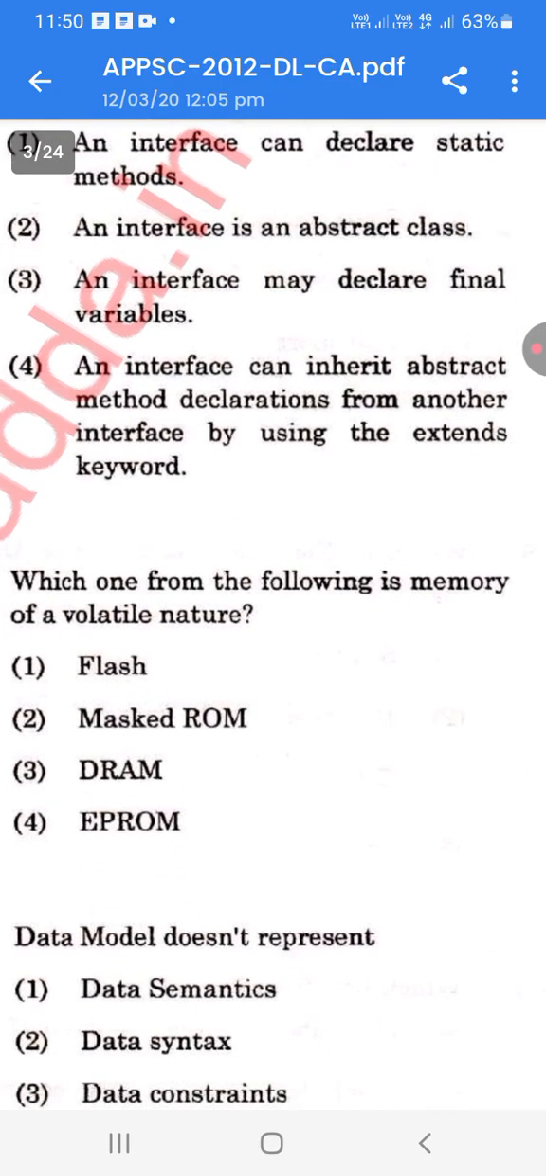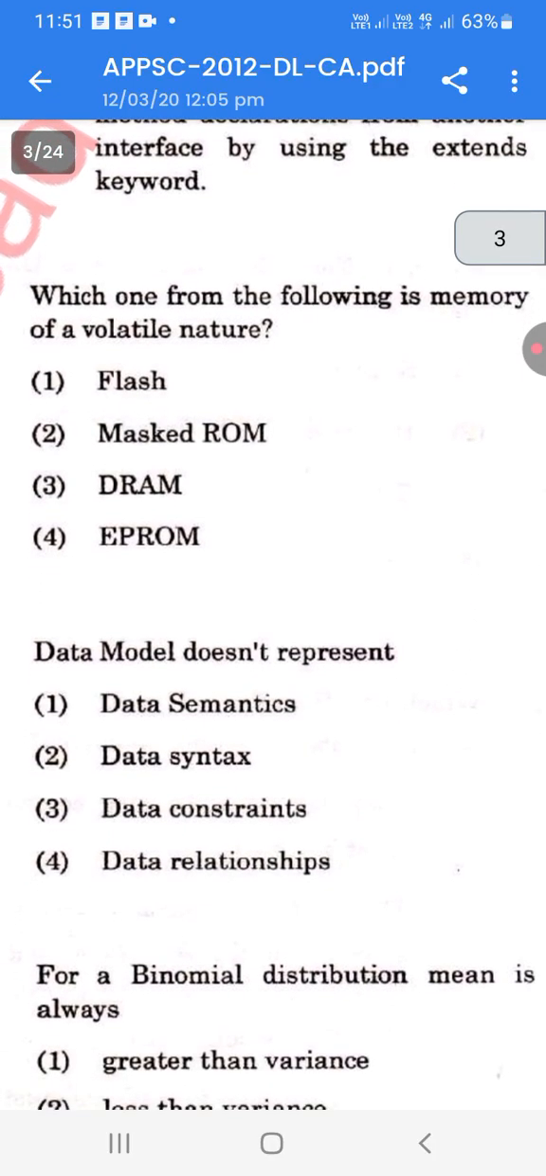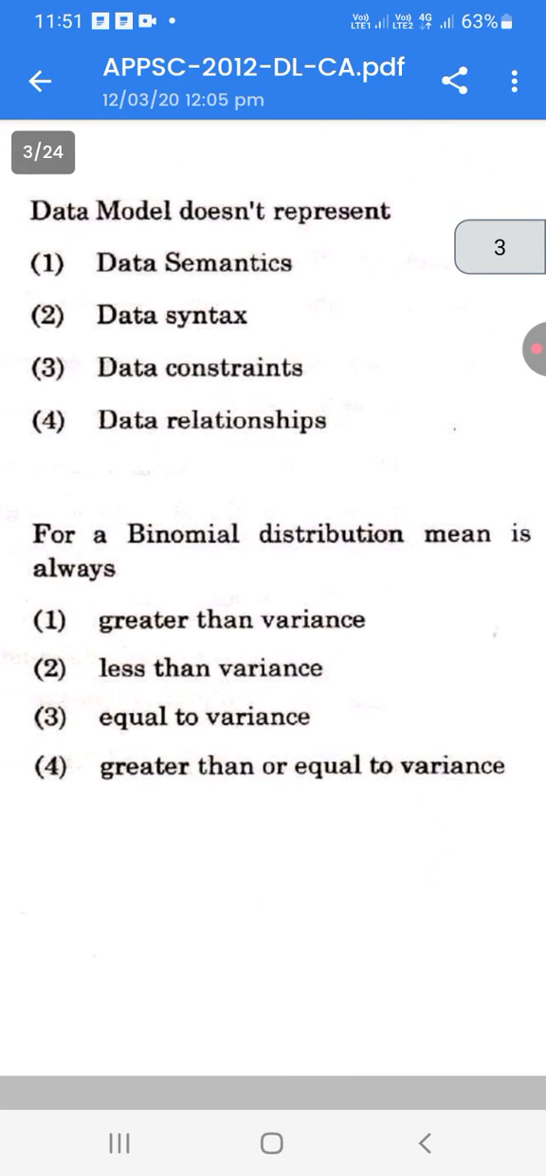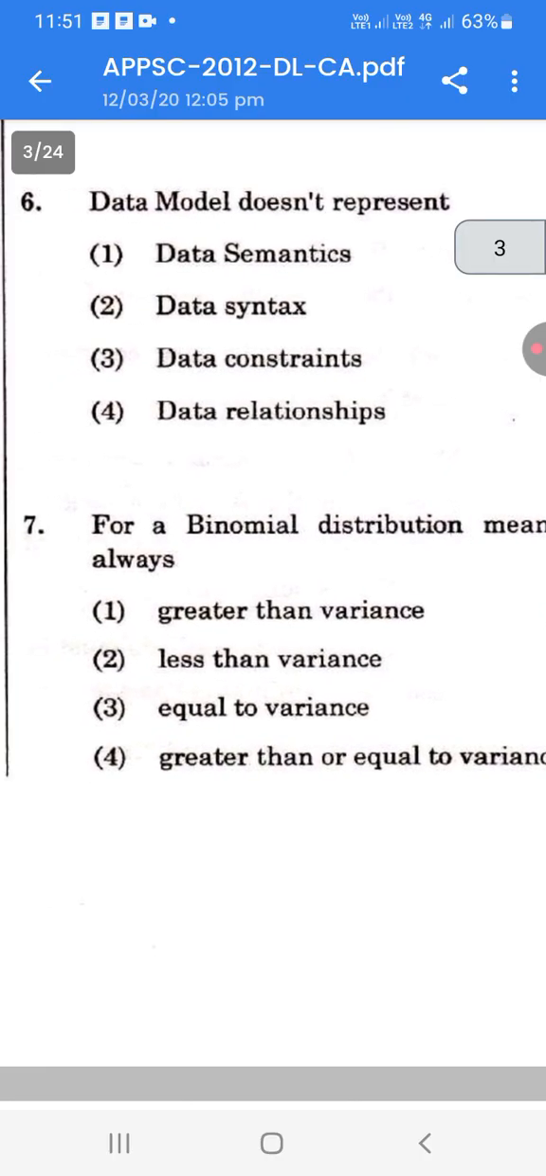Which one from the following is memory of a volatile nature? Answer is DRAM. Masked RAM is non-volatile, EPRAM is non-volatile, flash is non-volatile, DRAM is volatile memory. Data model does not represent data syntax. For a binomial mean is always binomial distribution mean is always equal to variance.